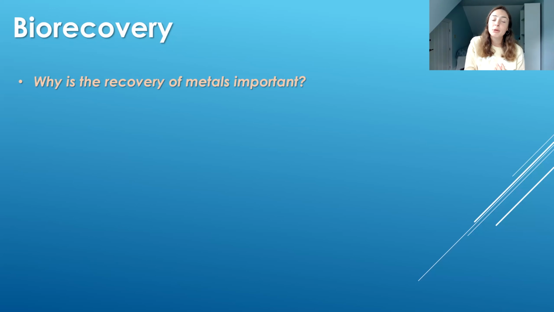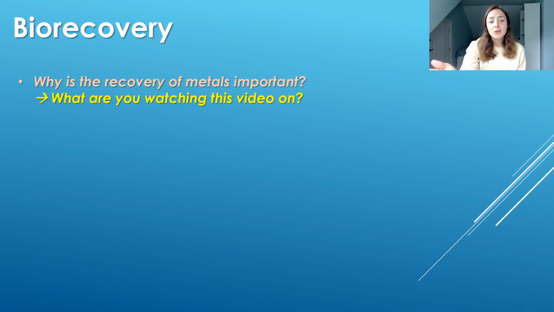So last, I want to talk about biorecovery. First, why is the recovery of metals important? We just talked about how they're contaminants. We want to take them out of the environment and we don't want to see them. They're icky, no fun. Nobody likes metals. Well, that's not the case for all metals. Some metals can be pretty valuable to us.